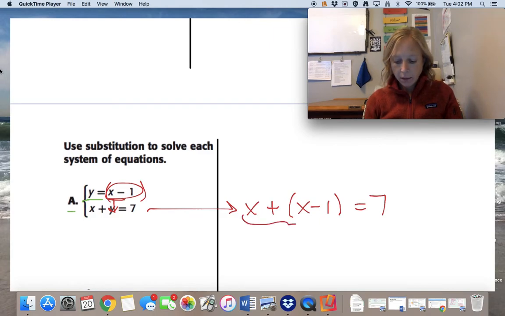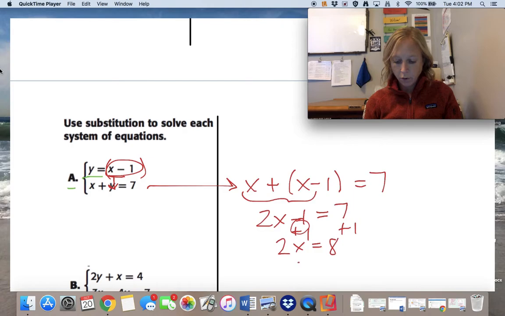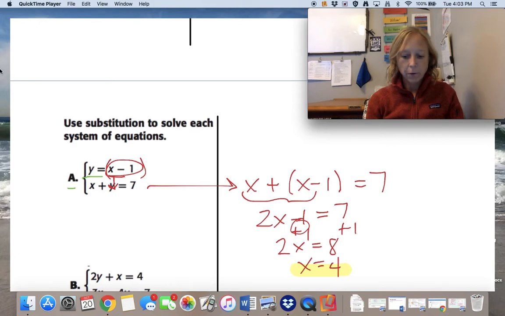I'm going to start by combining my like terms. I have 2x minus 1 equals 7. Add 1 to both sides. 2x equals 8. And now we'll have x equals 4. So now I need to take that x equals 4 and substitute it back into one of my first two equations. The point of substituting it back in is so I can figure out what y equals.